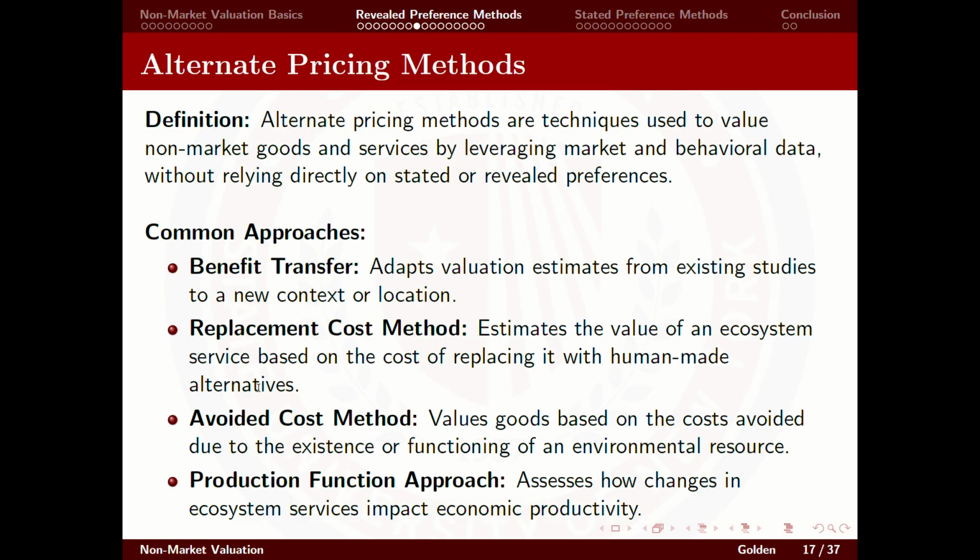Avoided cost: what are you avoiding due to the existence or functioning of the environmental resource? This is very useful for, like I said, valuing the Everglades and hurricanes. This is also useful for understanding things like clean air that stop you from getting sick. And then you have the production function approach, which assesses how changes in ecosystem services impact economic productivity.